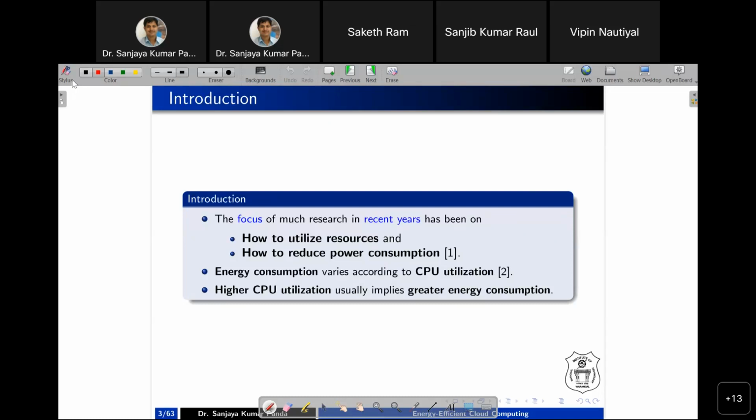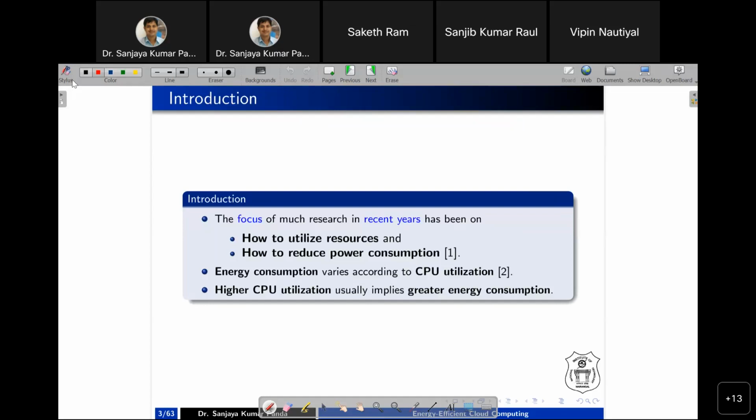Also nowadays people are looking into the fact that not only is utilizing the resource important, but also how to reduce the power consumption. Like our smartphone, every day we are charging our smartphone, right? Everybody wants that if I charge my phone, it should last for a longer period of time.